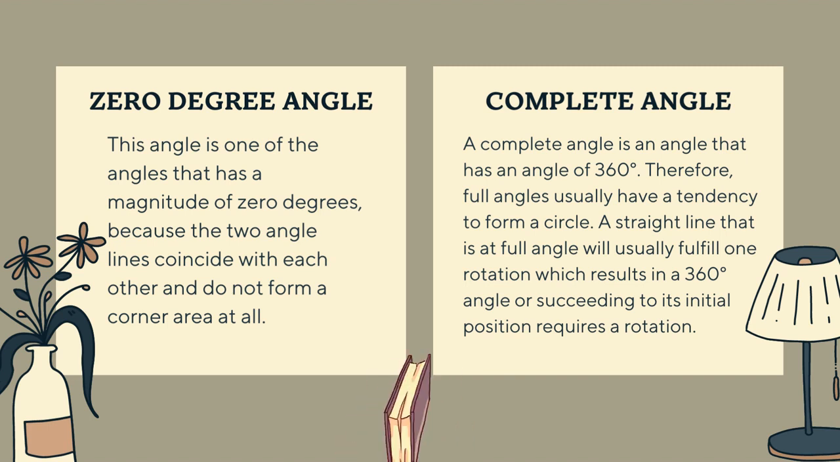7 is complete angle. A complete angle is an angle that has an angle of 360 degrees. Therefore, full angles usually have a tendency to form a circle. A straight line that is at full angle will usually fulfill one rotation which results in a 360 degrees angle, or succeeding to its initial position requires a rotation.